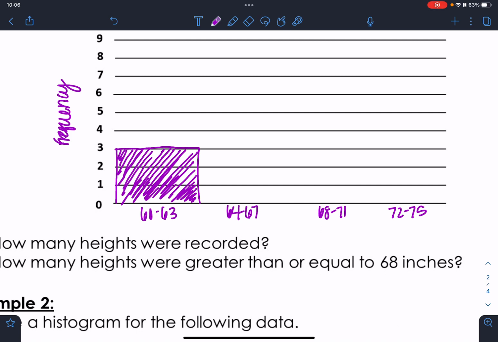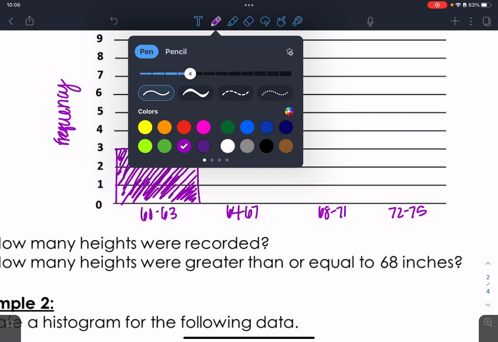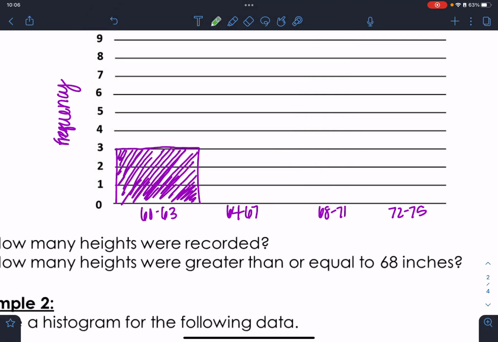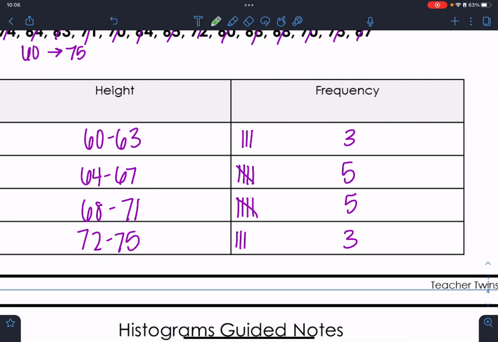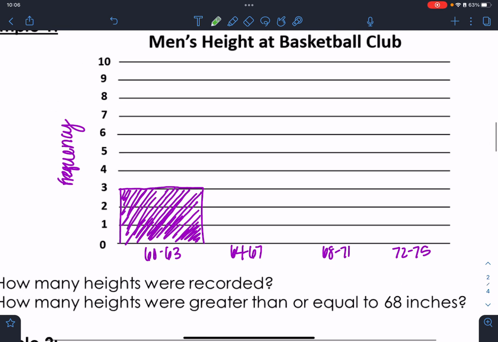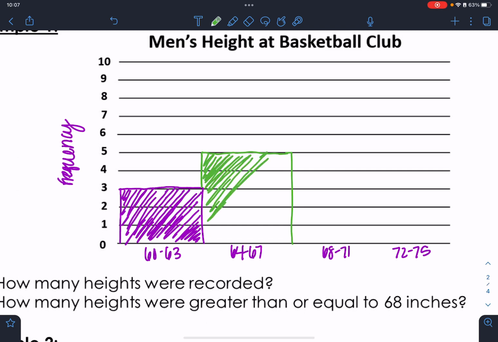And now I want to look at my next category. So the next category was from 64 to 67. So we can say, how many did we have there? 5. So I want to shade all the way up to 5. Now you want to keep them connected like this, so we can create the next bar. So notice how my bar is going halfway in between where I wrote my intervals like this. Again, you want it to be connected so the final product will look like a bar graph. So again, I'm shading up 5 spaces, and you can shade if you would like. If you want to use a different color, that's fine, or keep your same color.